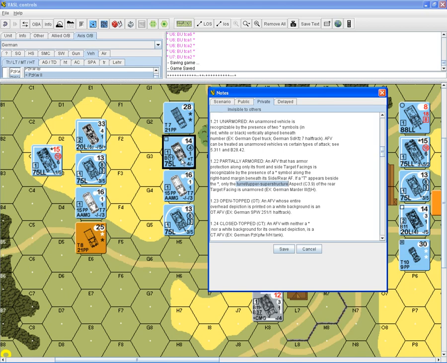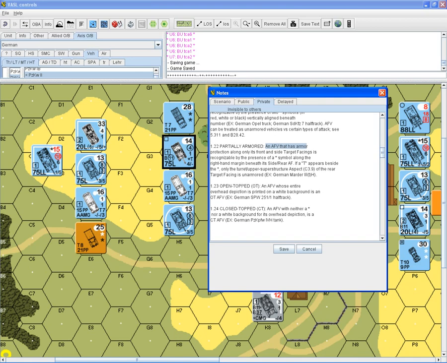Because not all vehicles have turrets, but they might have an upper structure. So partially armored has a single star and might have a T, it might not have a T followed behind it. You know that not all aspects of this vehicle are armored. So it might be able to be attacked with small arms fire if somebody was to attack it where it did not have any armor.